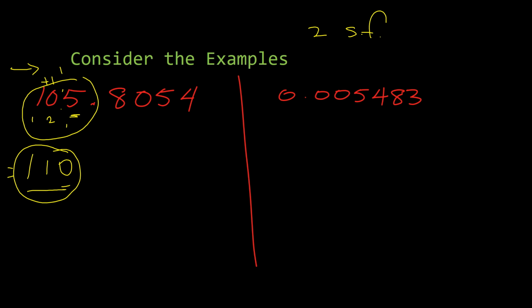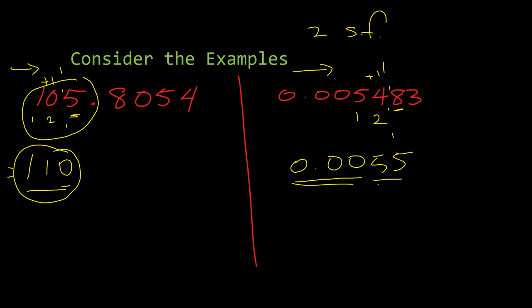Let's look at the next one. If we start from left to right at the first number greater than 0, we have 1, 2, cut off here. Therefore, if we are cutting off at that point, we have to observe this number here. It is higher than 5, so we add 1 here. So we would have 0.0055. Notice we have to add the zeros in to maintain the significance of the numbers here.